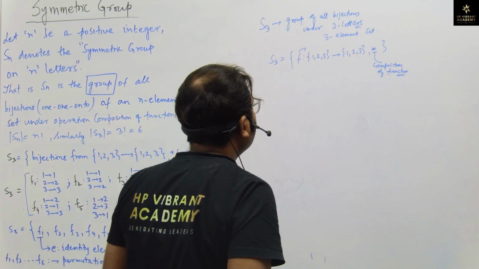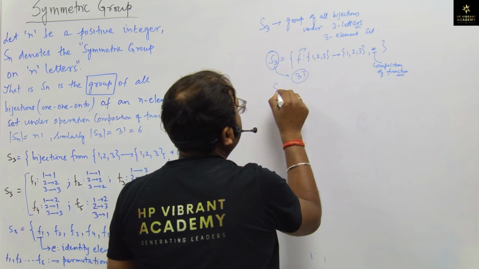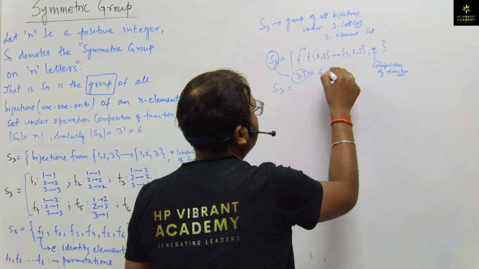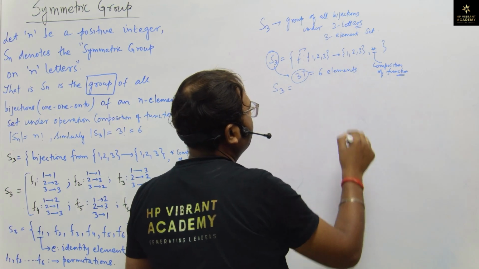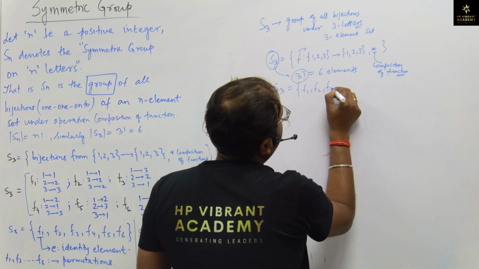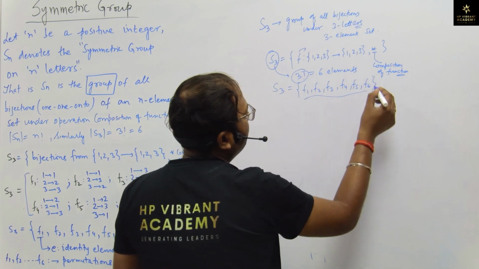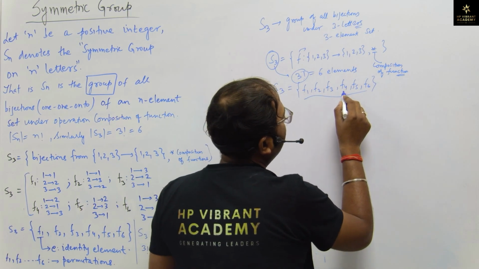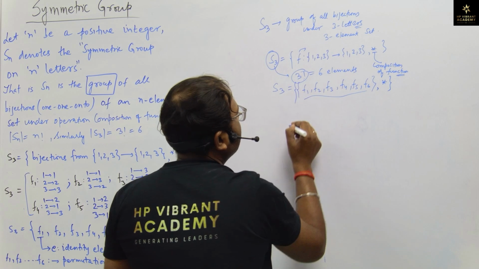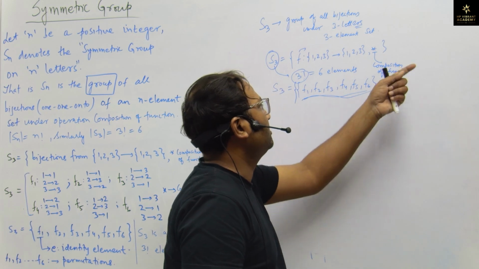The number of elements in S3 will be 3 factorial, which is 6 elements. So let us take the elements in set S3 as F1, F2, F3, F4, F5 and F6. These elements F1 to F6 will form a group under operation star, that is composition of function. So S3 is a group of all these bijections under operation star, and this star is composition of function.